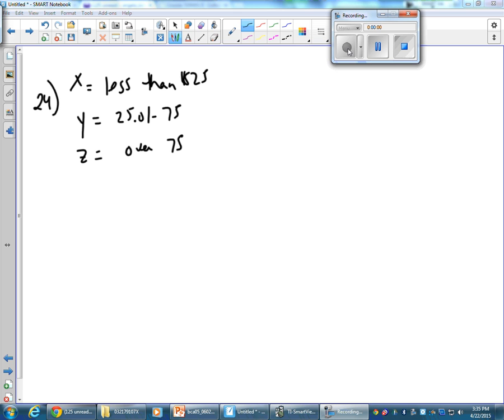Taking a look at number 24. They're talking about shipping different types of packages. I'm going to call X the number of packages they ship that are less than $25, and Y is going to be the number of packages that they ship with a cost between $25.01 and $75, and then Z is going to be the number of packages they ship that have a price of over $75.